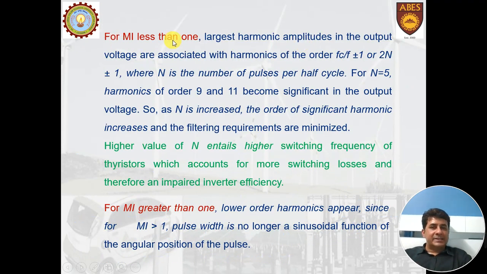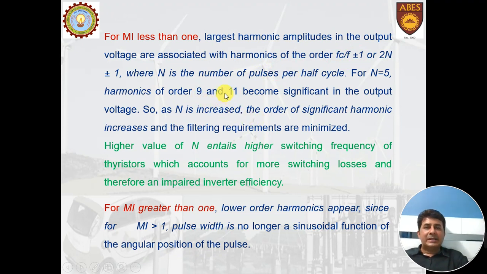So if Mi is less than 1, largest harmonic amplitudes in the output voltage. Okay, there is one more point. The harmonic amplitudes in the output voltage are dependent upon the number of pulses at the output side. Now, largest harmonic amplitudes in the output voltages are associated with the harmonics of the order Fc by F. Like here in this case, Fc is 10 and F is 1. So 10 upon 1 gives you 10. 10 plus minus 1 will give you 9 and 11.